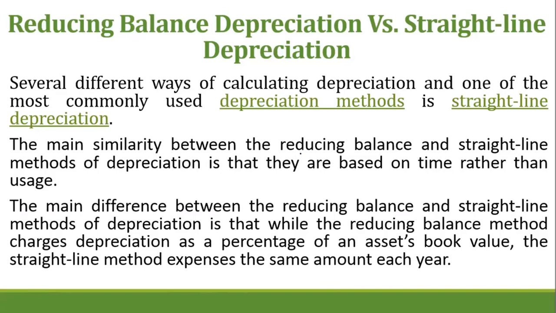The similarity between the reducing balance and straight line methods of depreciation is that they are based on time rather than usage. Okay, those are their similarities. They are based on time, not on usage. The difference is that while the reducing balance method charges depreciation as a percentage of an asset's book value, the straight line method expenses the same amount each year.